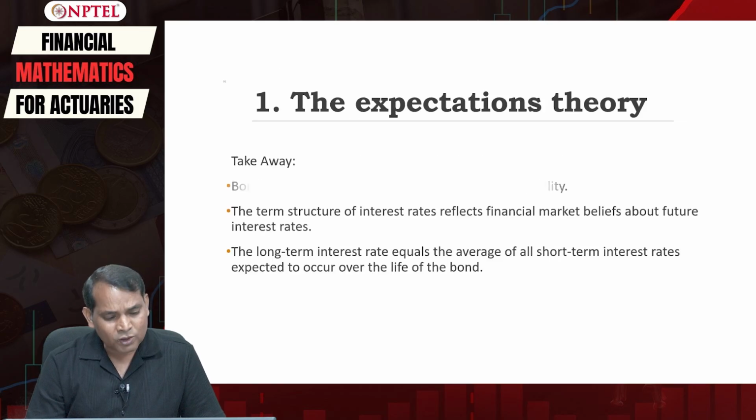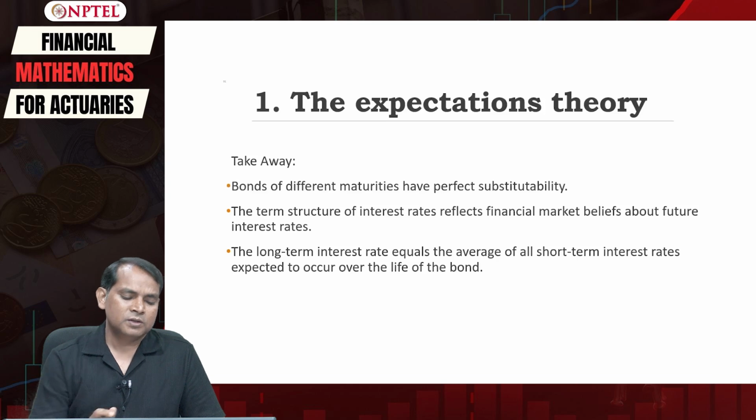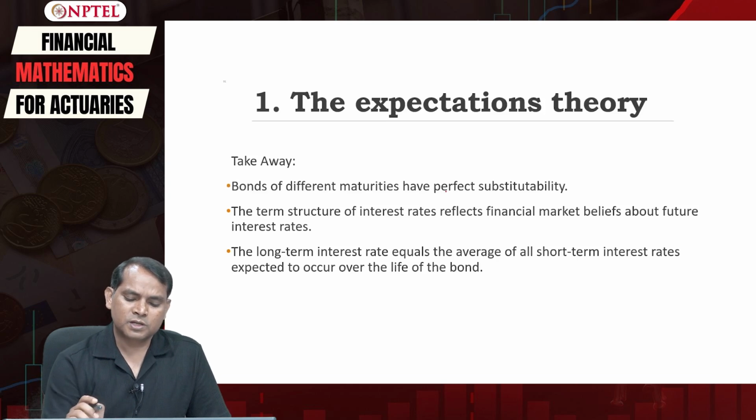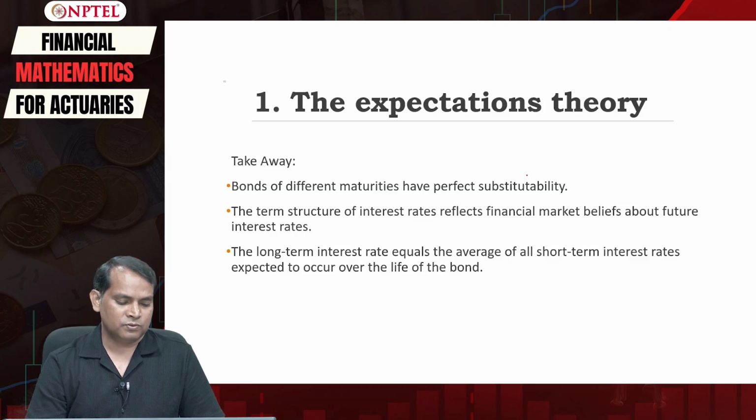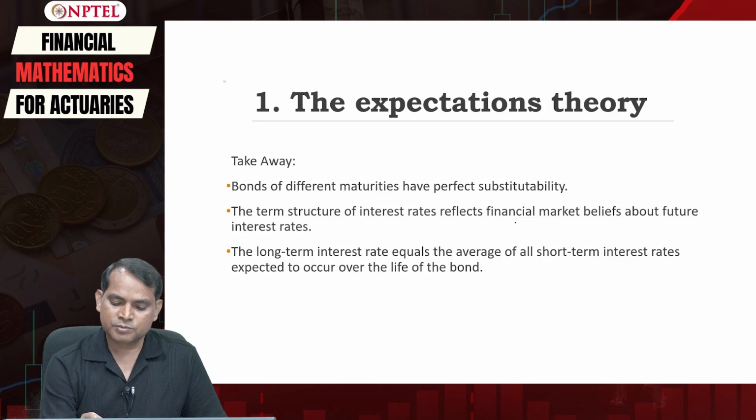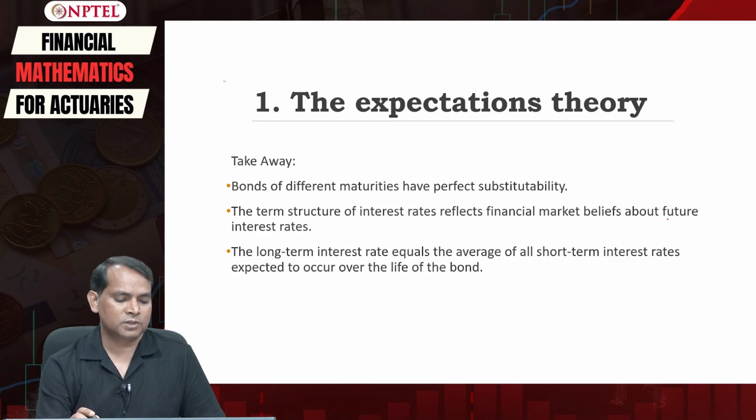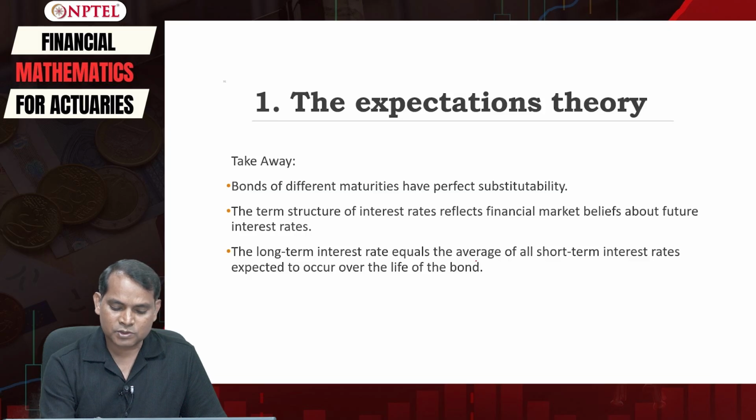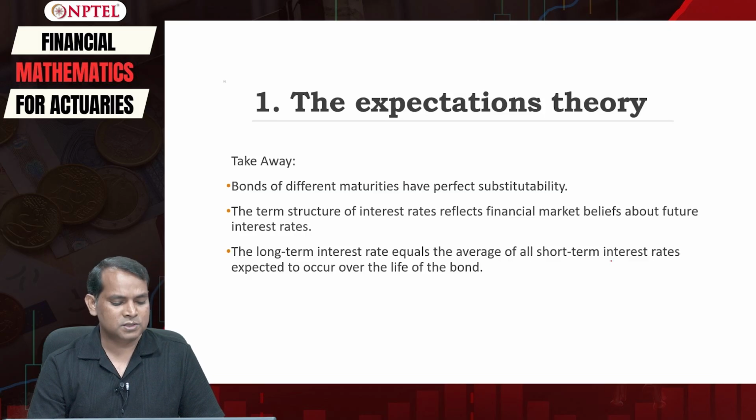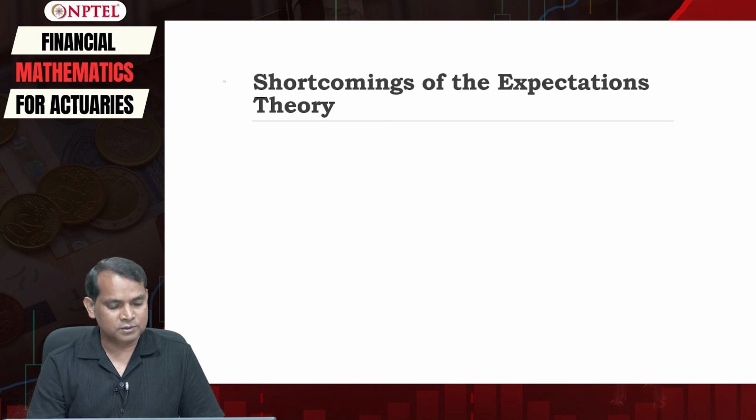So, what is the takeaway here? The takeaway is that bonds of different maturity have perfect substitutability. That is the assumption under which expectation theory works. The term structure of interest rates reflects the financial market's belief about the interest rate. So, expectation theory basically considers what the financial market believes, or how investors typically see things, right? The long term interest rates equal the average of all short term interest rates expected to occur over the life of the bond according to the expectation theory.